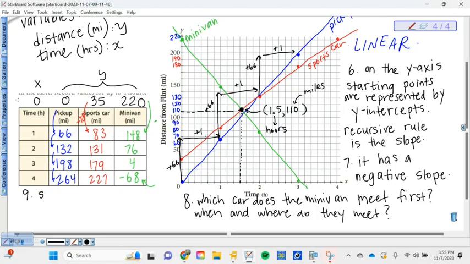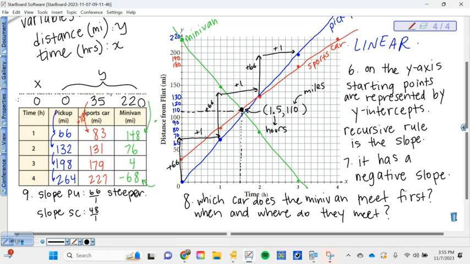Perfect, yes. So the slope for the pickup is 66 over 1, but the slope for the sports car would be 48 over 1. So the slope for the pickup truck is steeper. That tells me that it's going faster, that steeper slope.